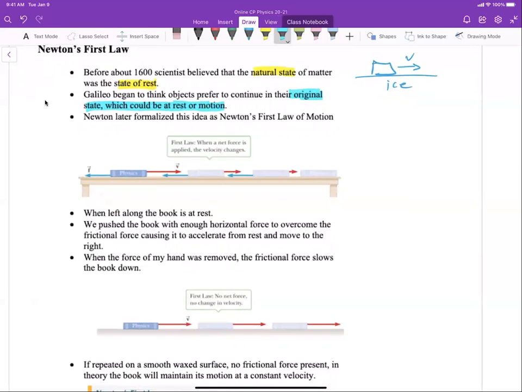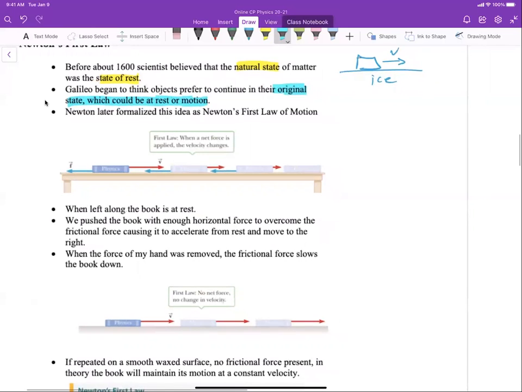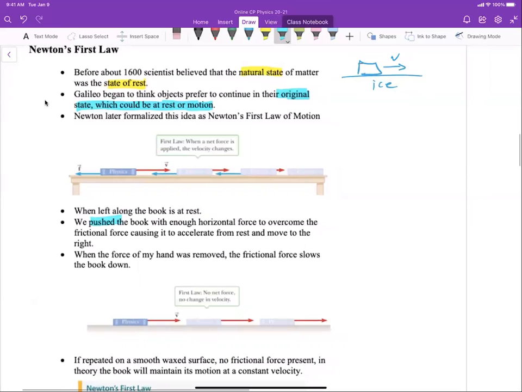Basically, when a net force is applied, the velocity changes. So if I have a book that's on the table at rest, it's happy until I come along and create a force on it. If I push the book with enough force to overcome the frictional force, it will start to accelerate across the table. Now, if I let go of the book, it will slow down because, again, the frictional force is slowing it down.